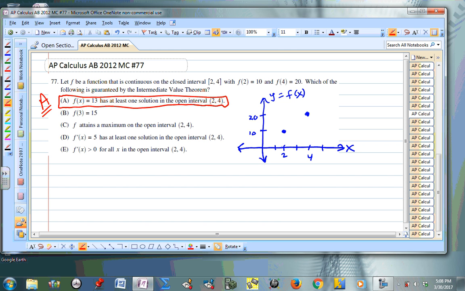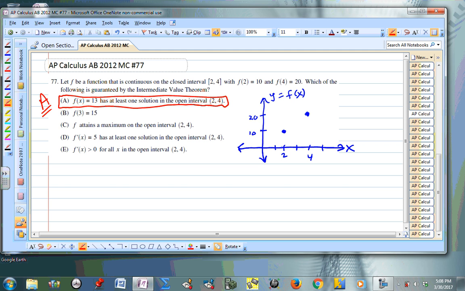Statement B says f of 3 equals 15. Well, that's not necessarily true. Our function is continuous, but it doesn't mean that our function increases at a constant rate. So we don't necessarily have to have the middle x value give us the middle y value of the function. You can see here's an example where f of 3 is clearly far bigger than 15. So B is out. There's a counterexample for statement B.